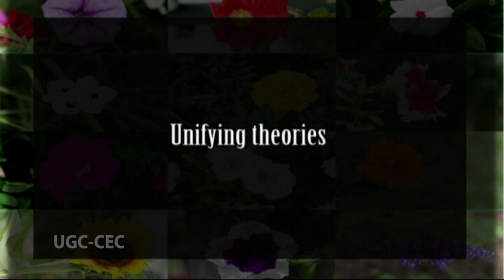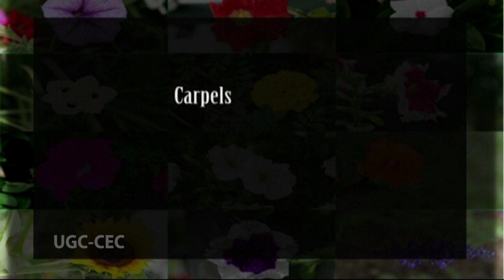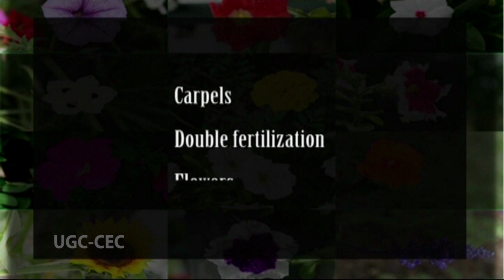Now, unifying theories. Bona fide theories fall into this category. Stuessy's transitional combinational theory, which draws on information from several scientific disciplines, is the most up-to-date theory in this category. Stuessy proposes that carpels evolved first, followed by double fertilization and then by flowers slowly over many millions of years, perhaps more than 100 million.